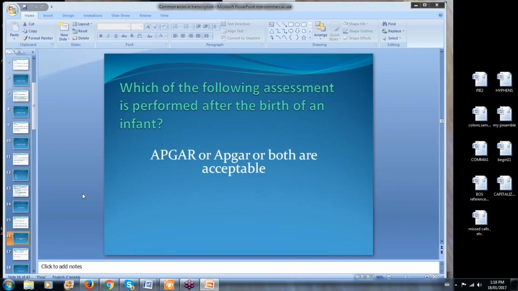Okay, so which of the following assessments is performed after the birth of an infant? Is it APGAR, all capped, or Apgar, or both are acceptable?